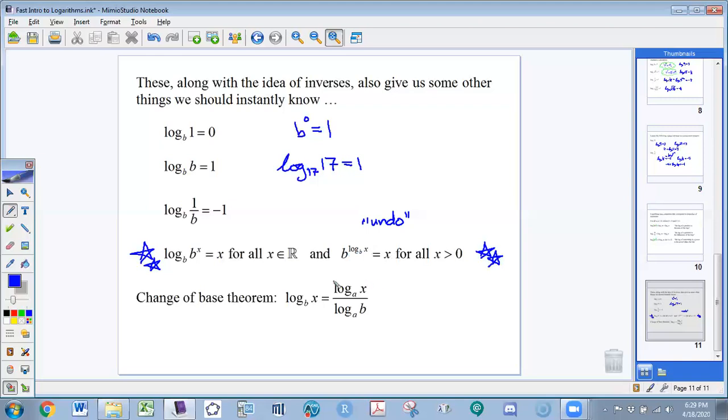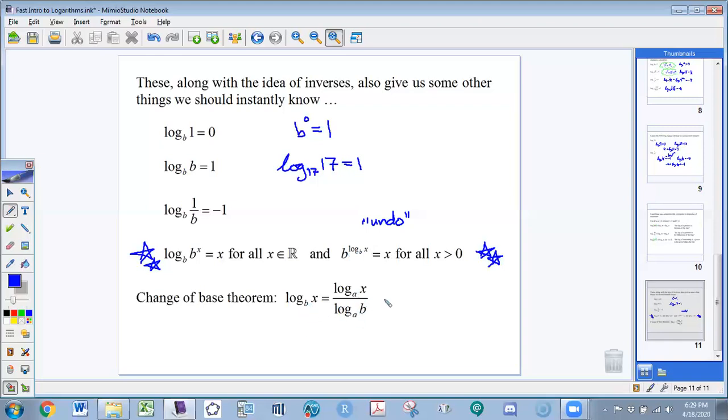And one final property that you've probably heard of, called the change of base theorem, is that if you don't like the base of the logarithm you're working with, for example, some calculators only have base e and base 10 on them, so the only way to calculate something like log base 5 is to change the base into a different base that you like.